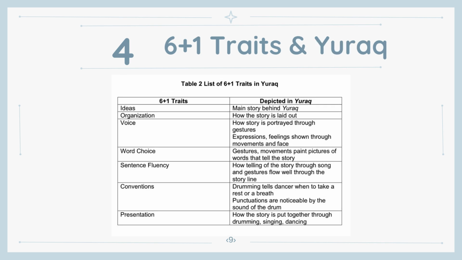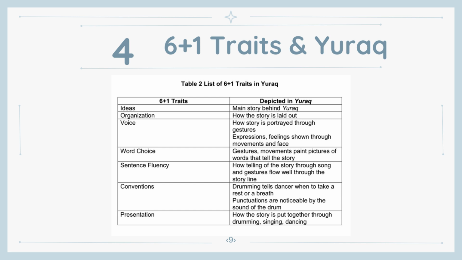And so she took that same table and made her own table to show how Yuraq would be depicted with the 6+1. So first we have ideas, which is the main story behind Yuraq. So every Yuraq song has a certain storytelling aspect to it. What's organization? So how the story is laid out. After that, voice, how the story is portrayed through gestures, expression, feeling showing through movements and face.